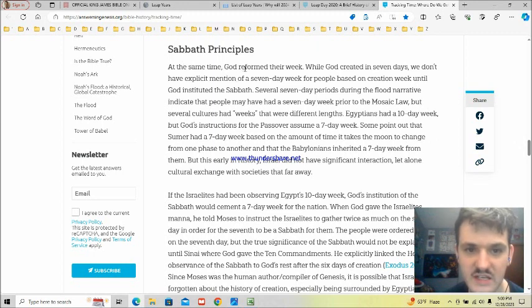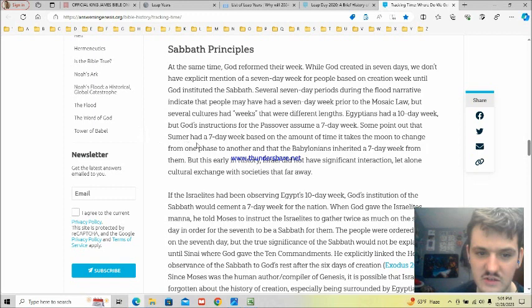At the same time, God would form their week. In seven days God created, so we don't expect an omission of the seven-day week. People had the creation week until God instituted the Sabbath. Seven-day periods during the flood narrative indicate that people had the seven-day week prior to the Mosaic law, but other cultures had weeks of different lengths. The Egyptians had a ten-day week. The Israelites, at Passover, had a seven-day week.